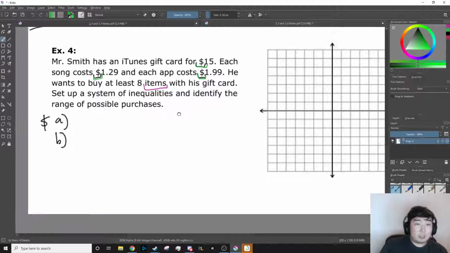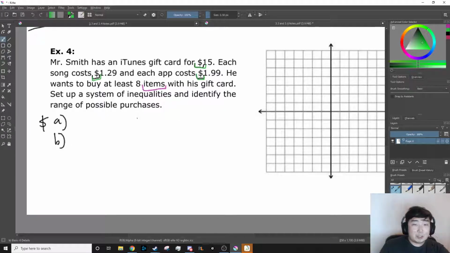So I can write an equation to represent this. I know for sure that this is equal to $15, right? I can write my songs as S, and I can write my apps as A. So $1.29 per song plus $1.99 per app is equal to 15.